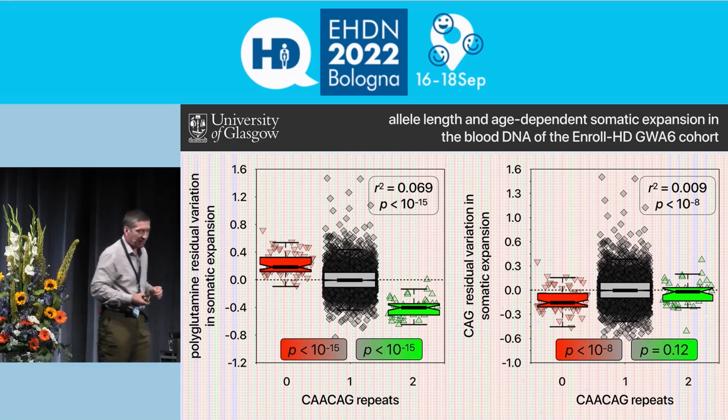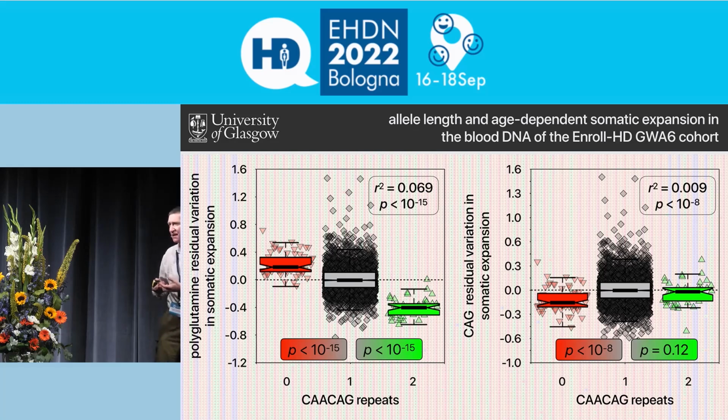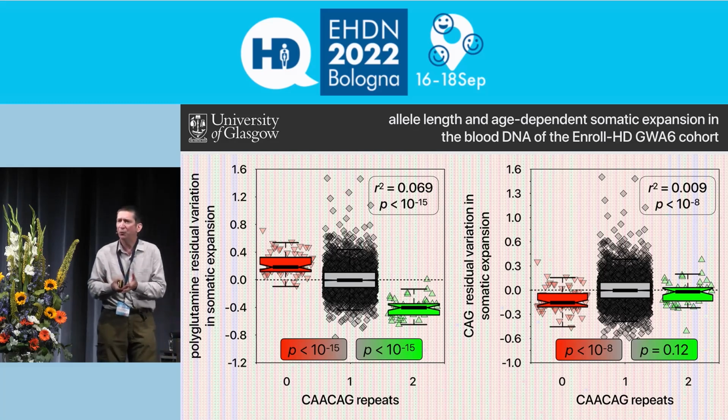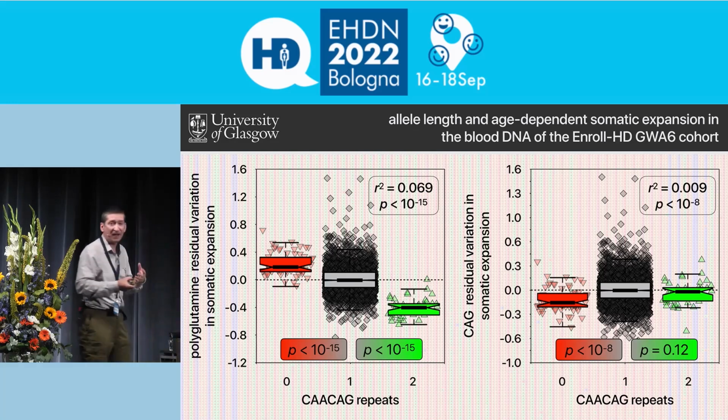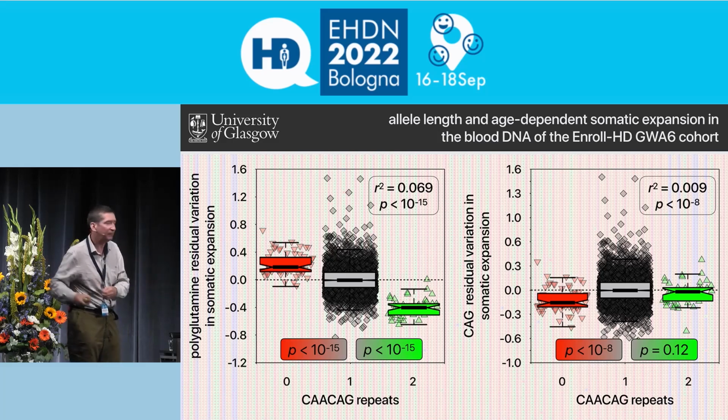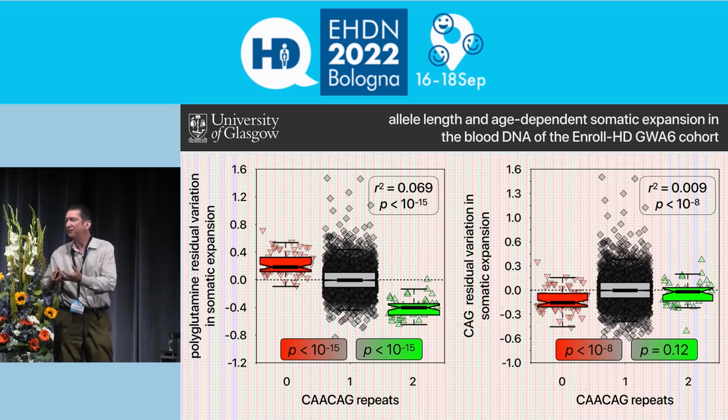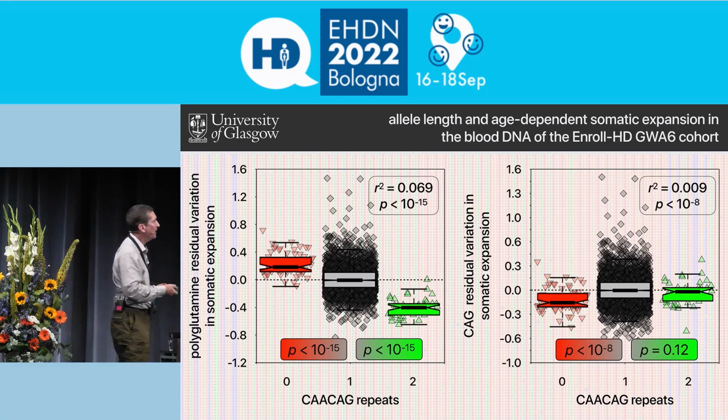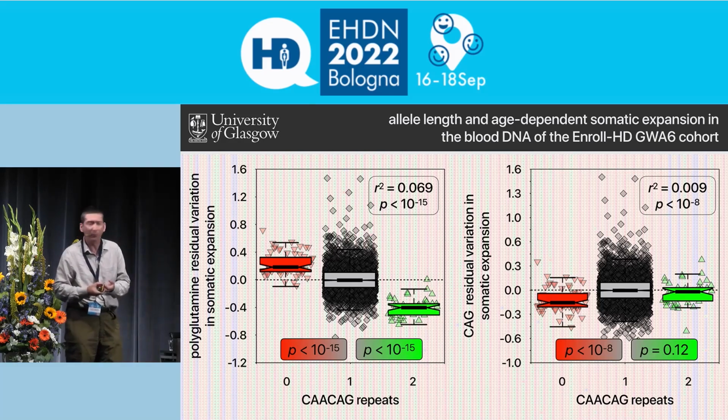So an obvious question then is, well, what best predicts somatic expansion? Is that the number of CAG repeats or the number of glutamines? And does that then provide any insight into how we might resolve this CAG versus glutamine dichotomy? So if we predict the somatic expansion score based on the number of glutamines, then those individuals with a pure tract have a much faster rate of expansion than we would expect, and those with multiple interruptions have a lower rate of expansion than we would expect.